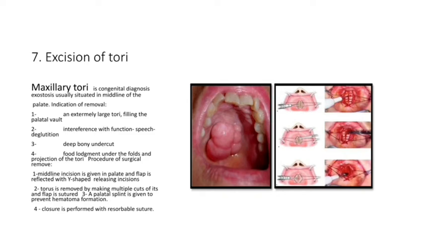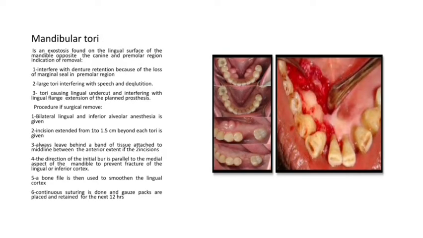Mandibular tori is an exostosis found on the lingual surface of the mandible opposite the canine and premolar region. Indications of removal: interference with denture retention because of the loss of marginal seal in the premolar region, large tori interfering with speech and deglutition, and tori causing lingual undercut and interfering with the lingual flange extension of the planned prosthesis.